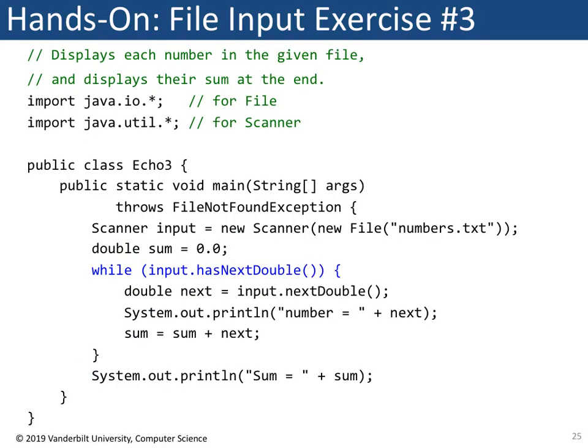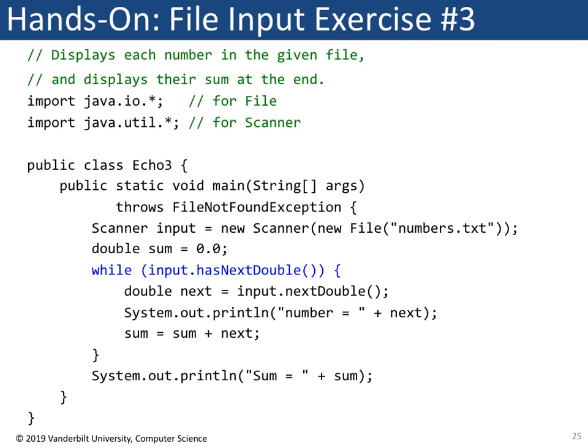So let's look through this code to see if it will do exactly what we described. We're importing java.io to get use of the File class and java.util to make use of the Scanner class. We're calling this class Echo3. We have our public static void main method, which throws FileNotFoundException. Then we're declaring a Scanner object that's going to look at the file numbers.txt. We're declaring our sum variable of type double and initializing it to 0.